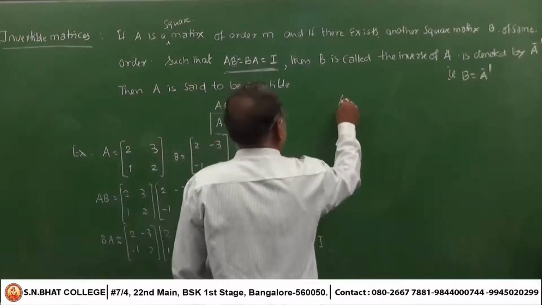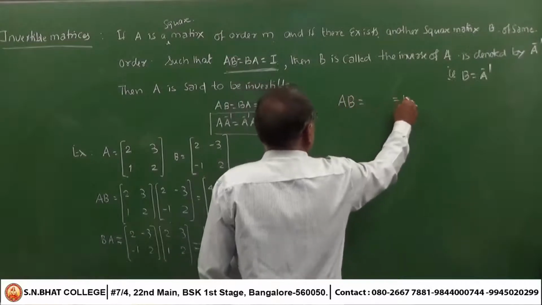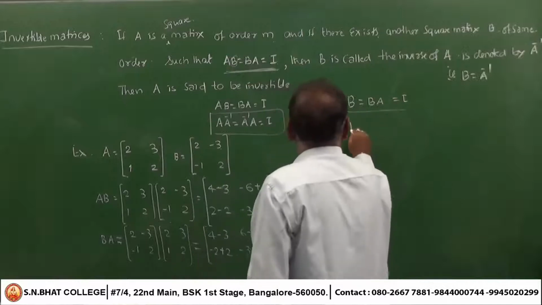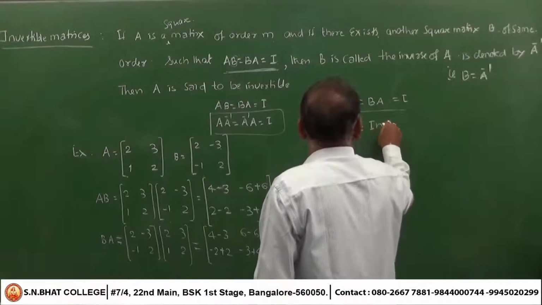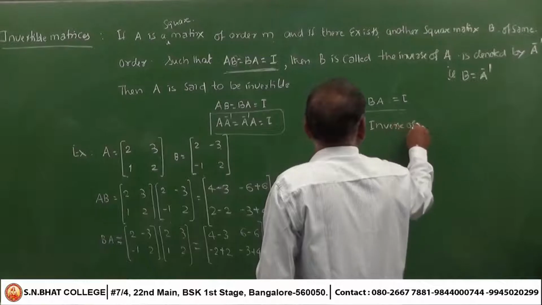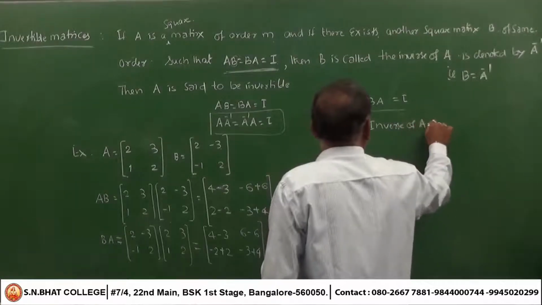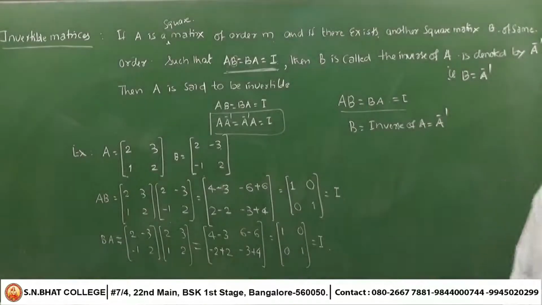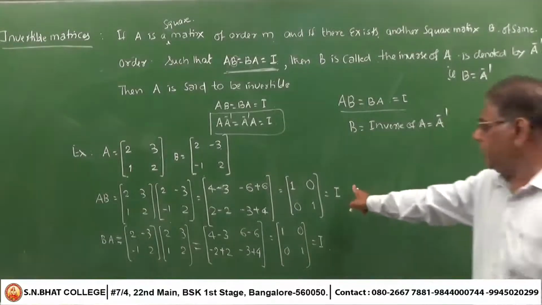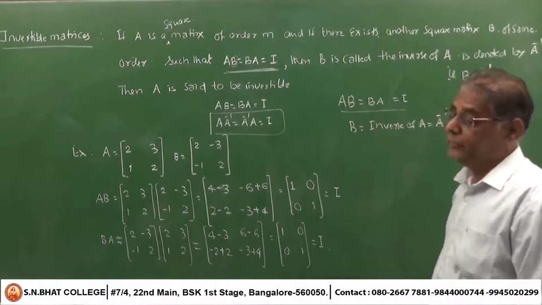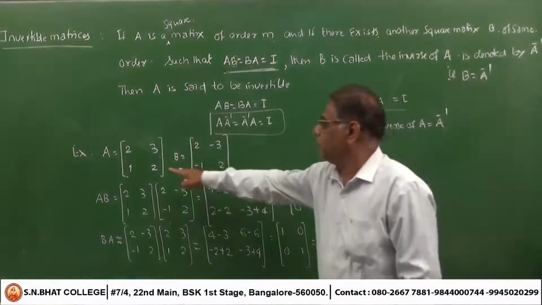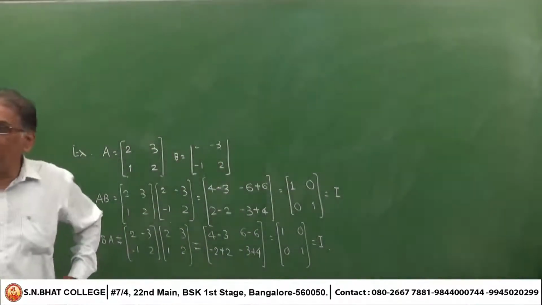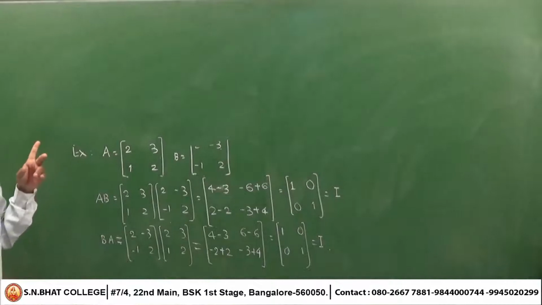Here we have shown that AB is equal to I and BA is also equal to I, therefore B is called the inverse of A. Here B is the inverse of A, that is nothing but A inverse. Here AB is I, BA is also equal to I, so the inverse of this matrix A is nothing but B.